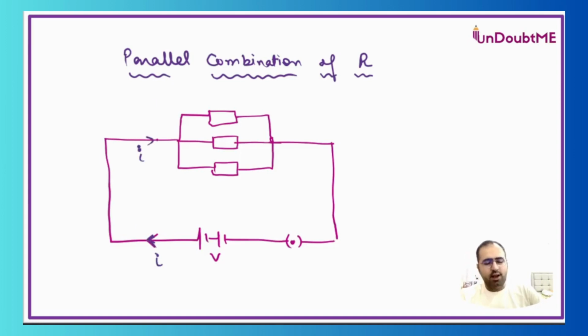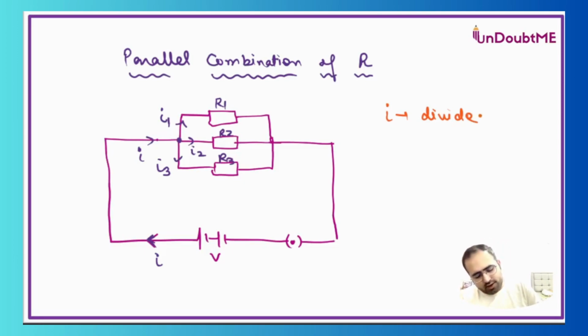Current comes here and now we know that current will actually divide at this junction, which we have seen earlier also. So let's say I1 goes in the first branch, I2 goes in the second branch, while I3 goes in the third branch. Okay, so the first conclusive point over here is that current is getting divided. It is just opposite to that of series. Over there voltage was getting divided. So current divides in a parallel combination.